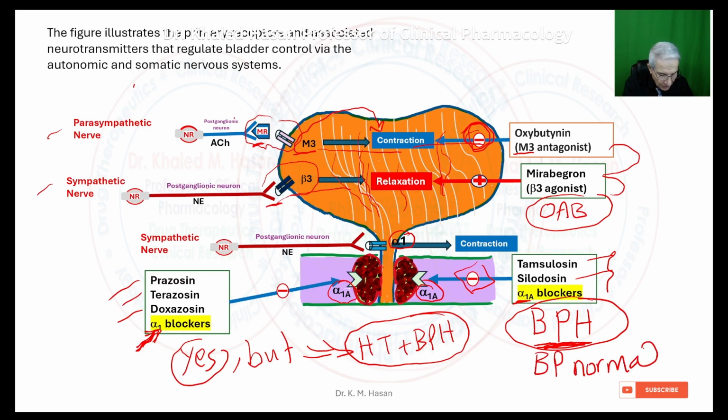The ideal therapy here will be tamsulosin and silodosin. There is no need to decrease blood pressure. In this case, this group of medications, tamsulosin and silodosin, has minimal effect on the blood pressure and maximum effect on the bladder and prostate.